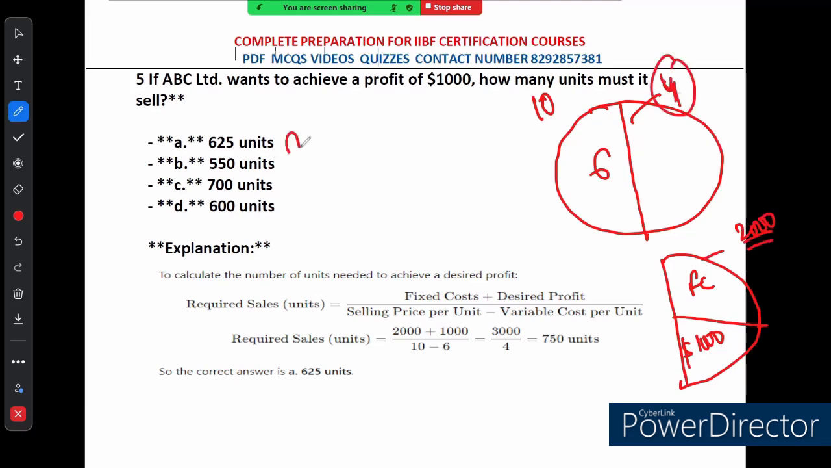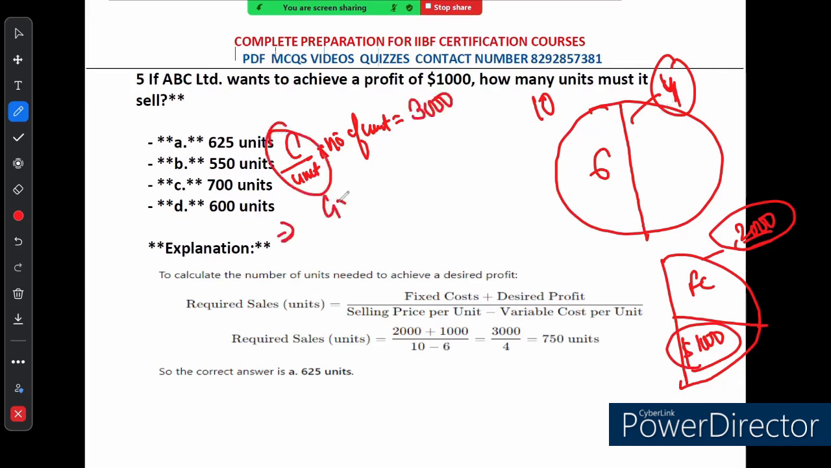So we can say contribution margin per unit multiplied by number of units would be equal to how much? 2000 plus 1000, which is equal to 3000, right? And what is the contribution margin per unit? It is nothing but 4. So 4 multiplied by n is equal to 3000, right? So n is equal to how much? 3000 divided by 4, which is equal to 750 units. Is it clear now how to calculate it?